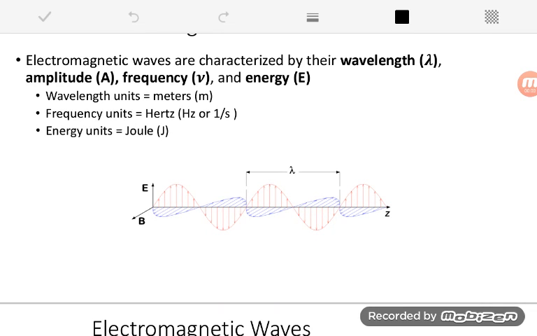Let's talk briefly about electromagnetic waves. Typically, electromagnetic waves are characterized by four properties. Their wavelength, which is just the peak-to-peak distance of a wave.